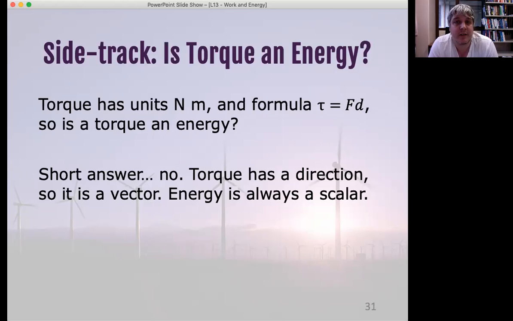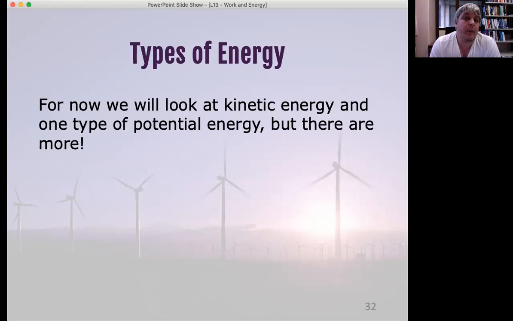Energy, however, is always a scalar. Energy is a measure of the amount of effort needed, or that is the potential for effort. So torque is not an energy. If you're really interested, you can go and look up more on that. The long answer I'm not providing, but you can certainly go and find a long answer if you are intrigued. But short answer, torque is not an energy. For now, what we will look at in terms of energy is kinetic and potential energy.